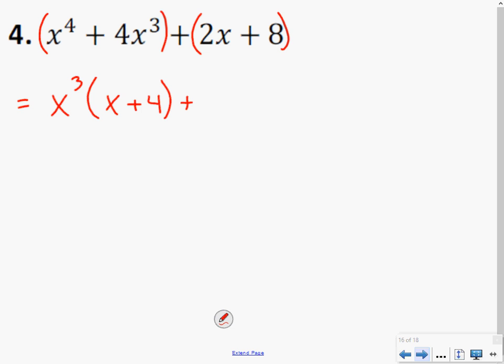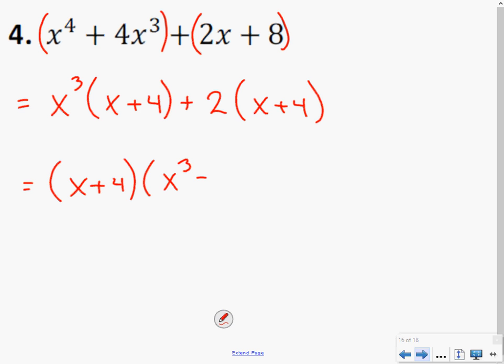Drop our plus sign. For the second group, the GCF is 2. When we go back and divide, we get x plus 4 again. Our GCF of the entire expression is x plus 4. And when we go back and divide each term by x plus 4, we're left with x cubed plus 2.